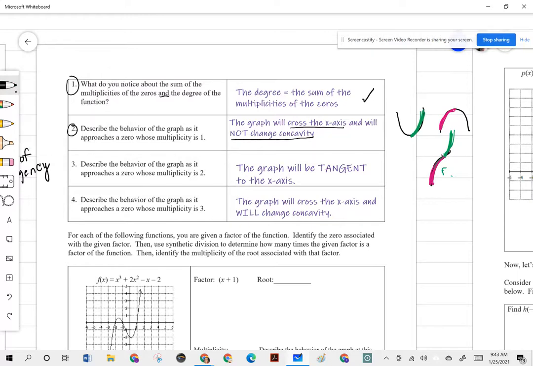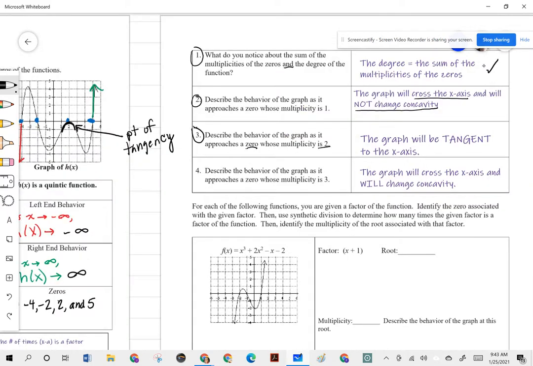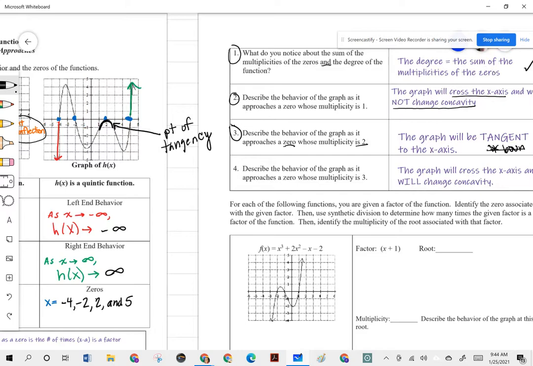So on number 3, describe the behavior of the graph as it approaches a zero with multiplicity 2. This is kind of like what your bounce is, right? So it's hitting it and it's coming right back up. Okay, and so on that regard, the graph is going to be tangent to the x-axis. This is what you guys refer to as your bounce.